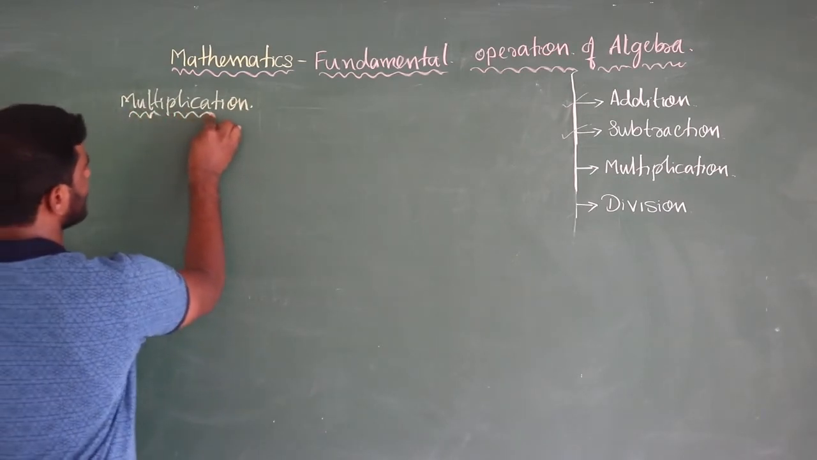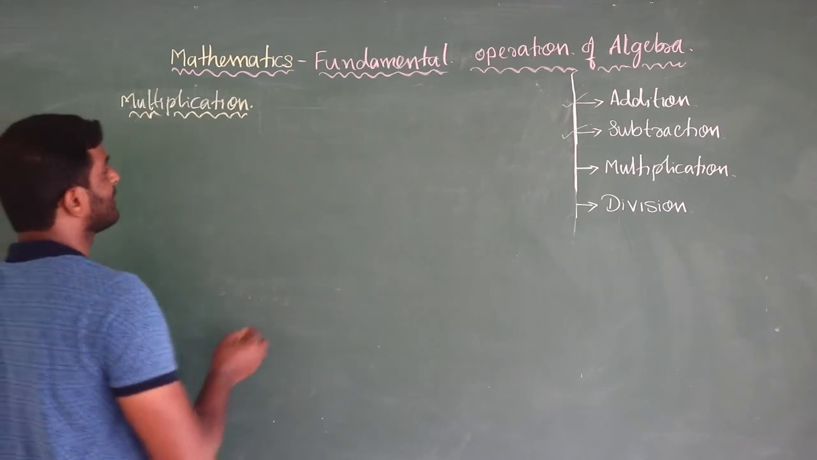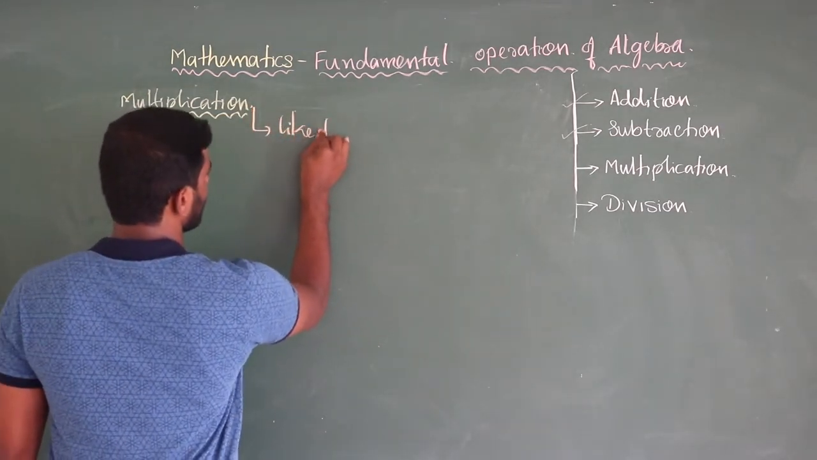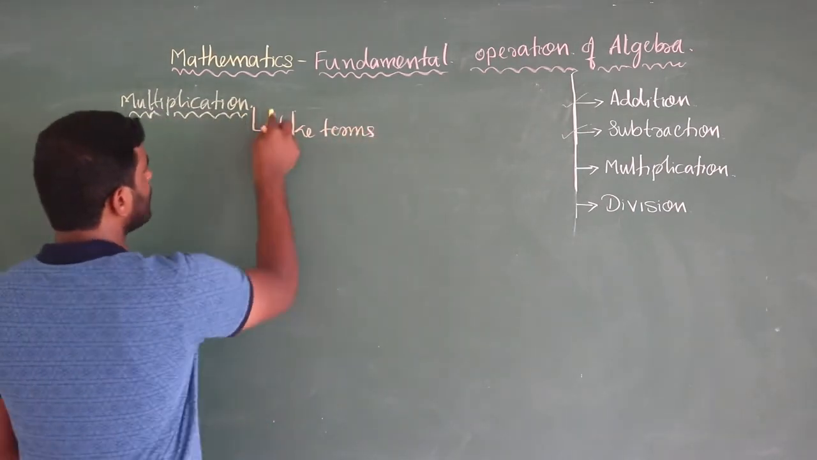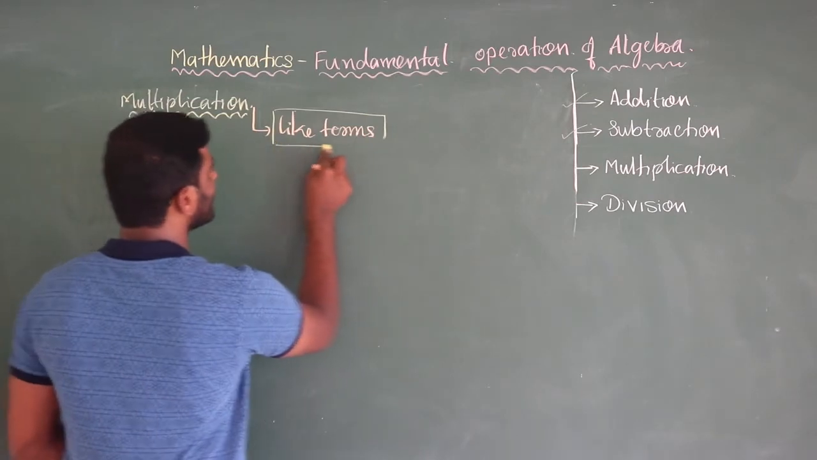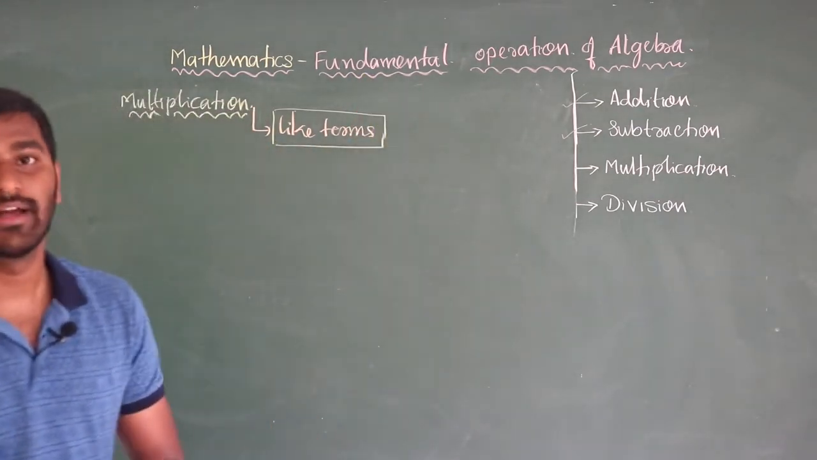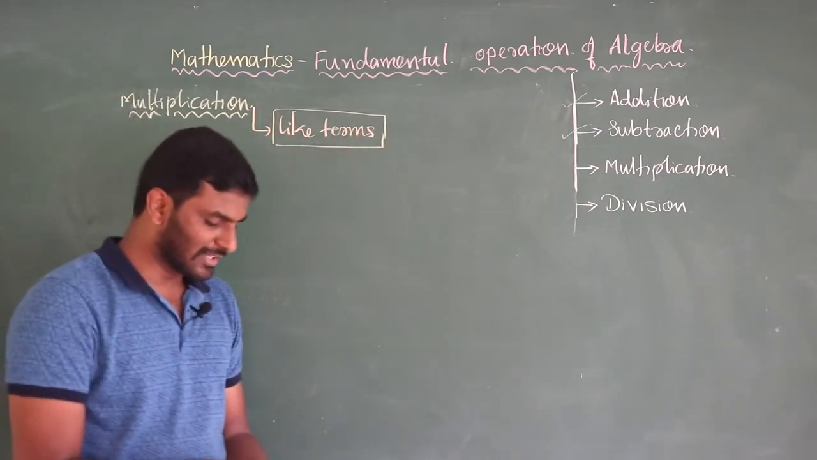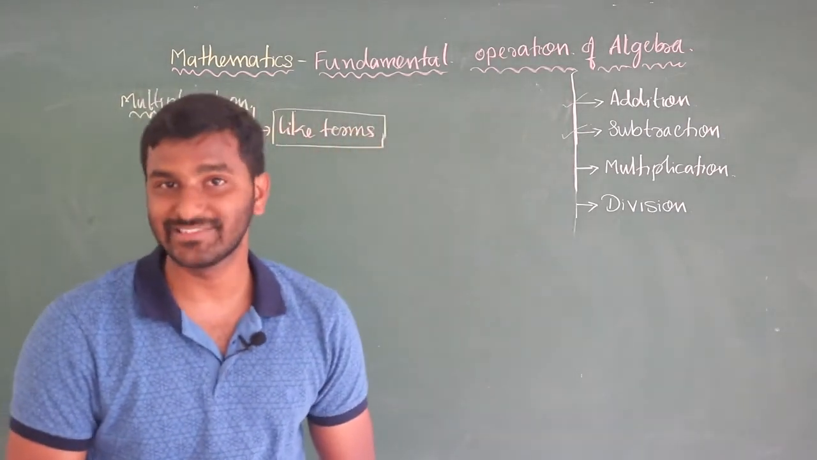Multiplication, the fundamental rule of multiplication. Let us take the first one, like terms. Like terms of multiplication. So how do you multiply two terms, 3 terms, 4 terms, etc. of like terms? Before taking a multiplication, we have to know the law of indices formula.